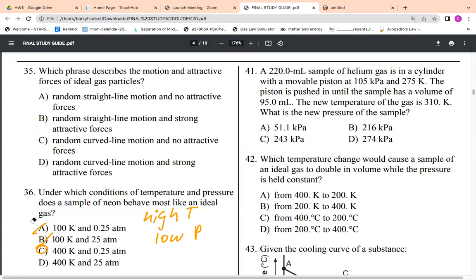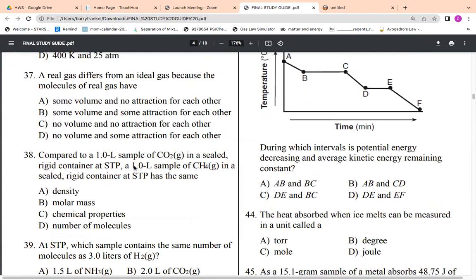Number 37. A real gas differs from an ideal gas because the molecules of a real gas behave obviously different from an ideal gas. They have some volume. An ideal gas has no volume, and they also have no attraction for each other. So this would be the opposite in a real gas. A real gas does actually have some volume, and they actually do have some attraction for each other. So we would want to go with choice B. All right.